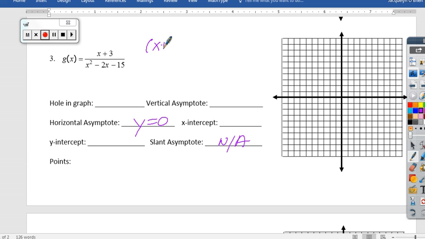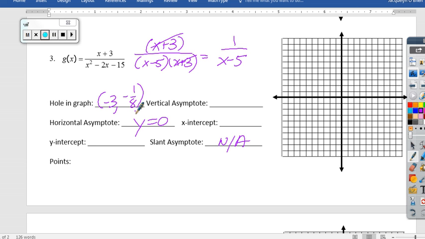Factoring. We wind up with (x - 5)(x + 3), and we notice that we have factors that cancel, so therefore we have a hole. The x part of that hole is going to be negative 3, and we get the y part by plugging negative 3 into whatever's left over, so in this case it's going to be negative 1/8. So we've got a hole sitting real close to that x-axis.